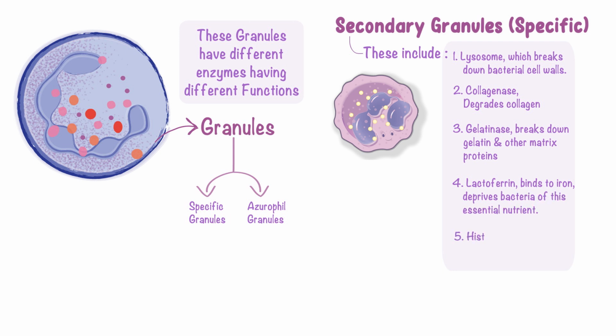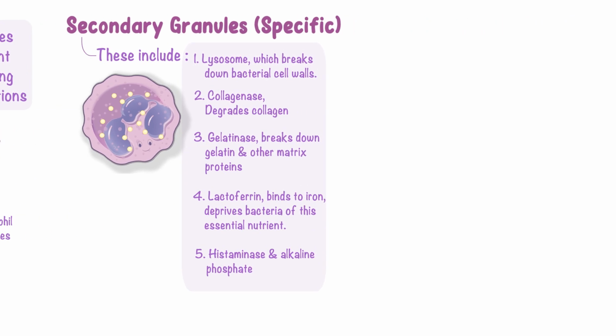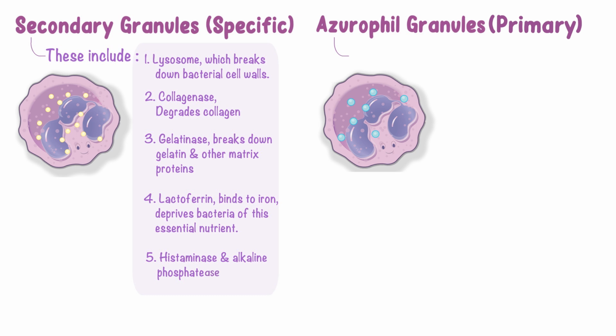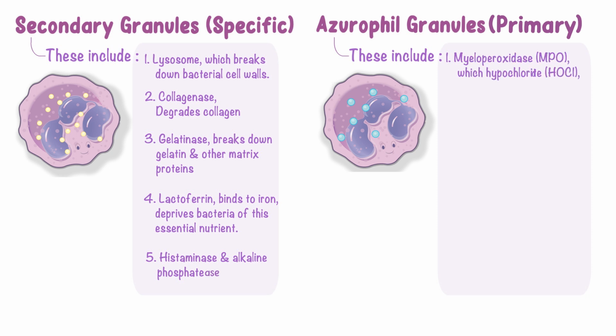Then we have histaminase and alkaline phosphatase, which are important enzymes present in these secondary or specific granules. Next, we have the azurophilic or the primary granules. These larger granules contain more potent antimicrobial substances like myeloperoxidase, which is a key enzyme and plays a critical role in generating hypochlorite, which is a potent bactericidal agent.